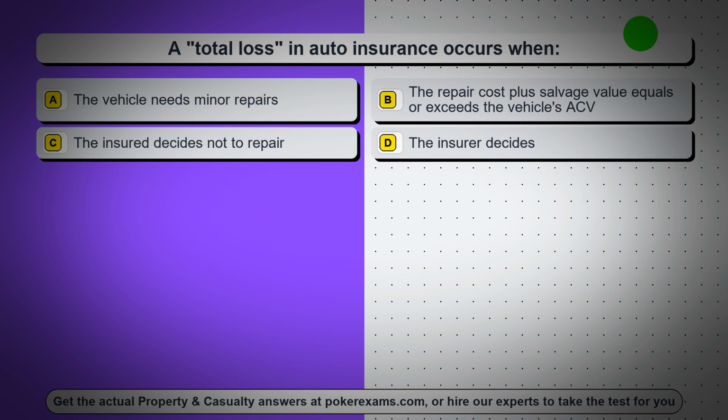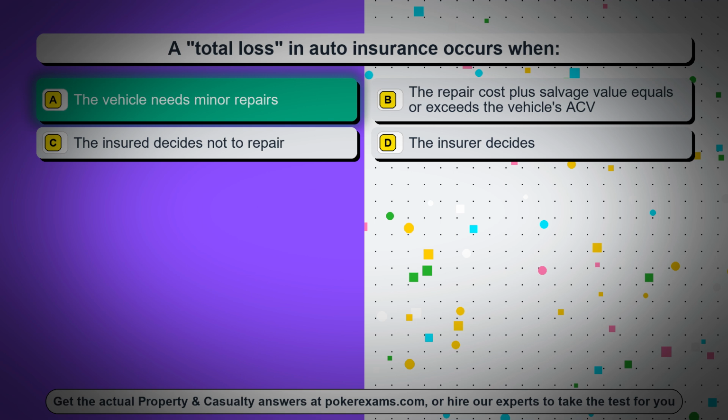Question 51. A total loss in auto insurance occurs when: Option A, the vehicle needs minor repairs. Option B, the repair cost plus salvage value equals or exceeds the vehicle's ACV. Option C, the insured decides not to repair. Option D, the insurer decides.